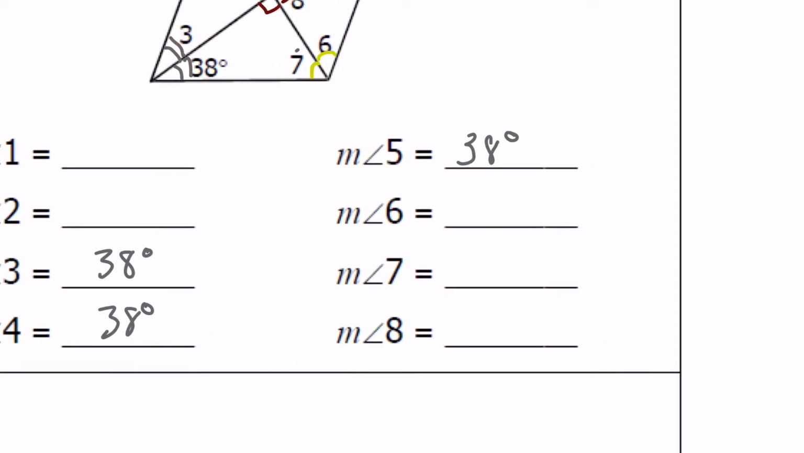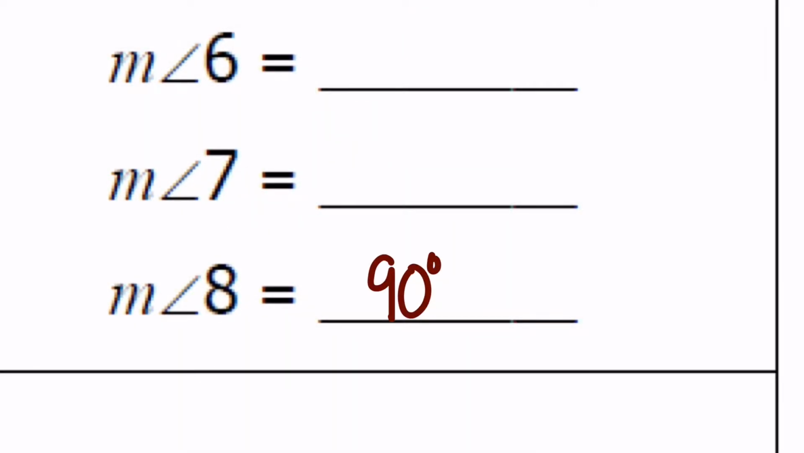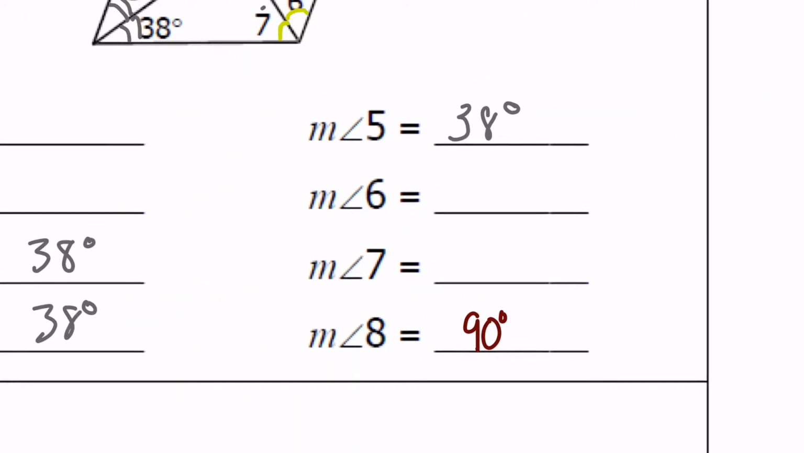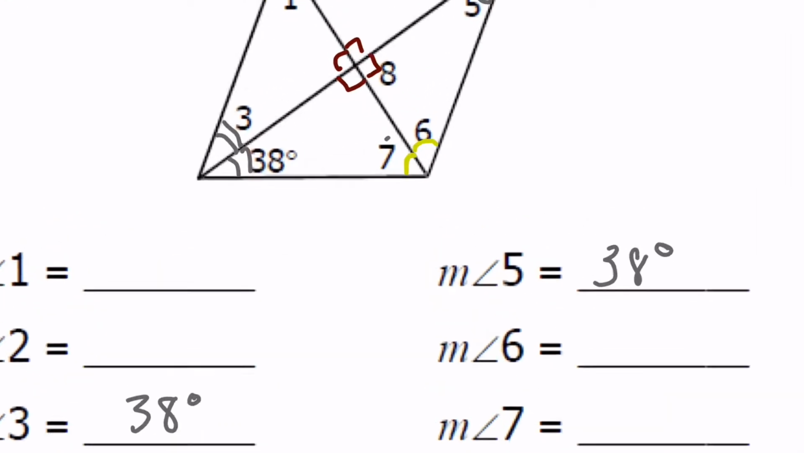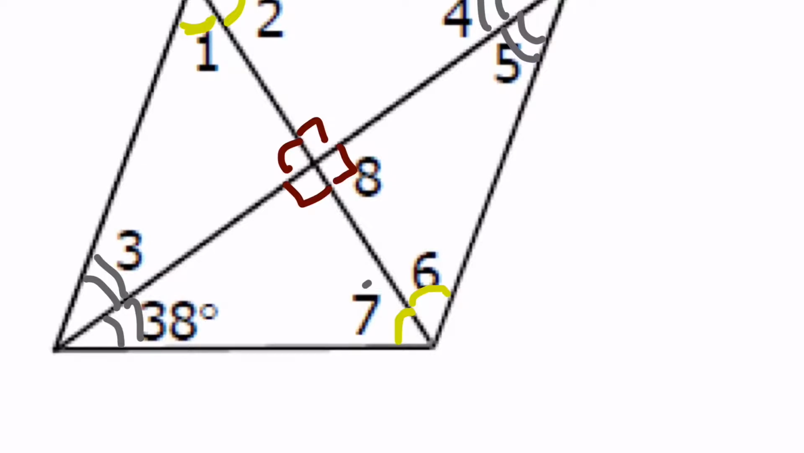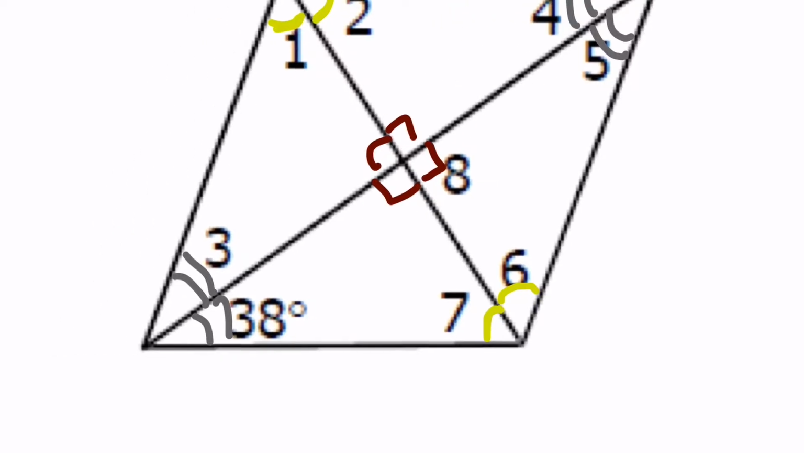Okay. We also know angle 8 because it's a 90-degree angle. It's a right angle. Okay. Then that just leaves us left to find 1, 2, 5, and 6. So that's where I'm going to go back to. Remember that consecutive angles add up to 180.